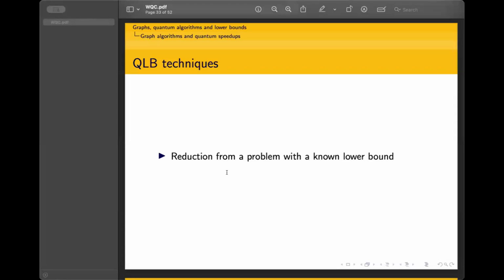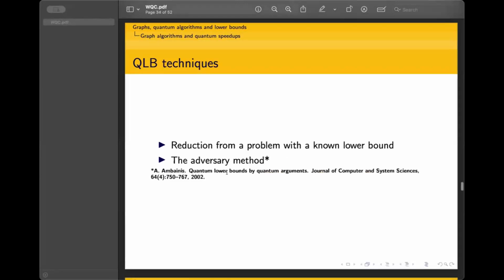But these reductions are very difficult to find. As you can imagine, there's no reduction from Grover to ST connectivity, but that was just an example. These reductions are generally very, very difficult to find. But again, this is the most accessible technique.